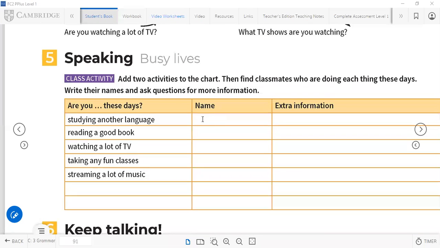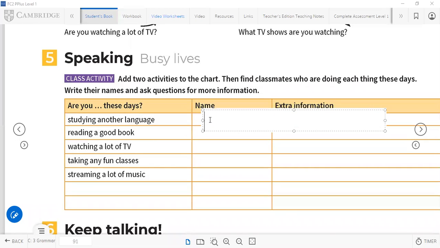Also here we have to complete, I can also completar the busy life chart. Okay, add two activities to the chart, then find classmates who are doing each of these things these days, write their names and ask questions for more information. What do you have to do here? You have to write a name and extra information. So, okay, tienes que poner el nombre de un compañero who is doing those activities, que está haciendo estas actividades nowadays, en estos días.